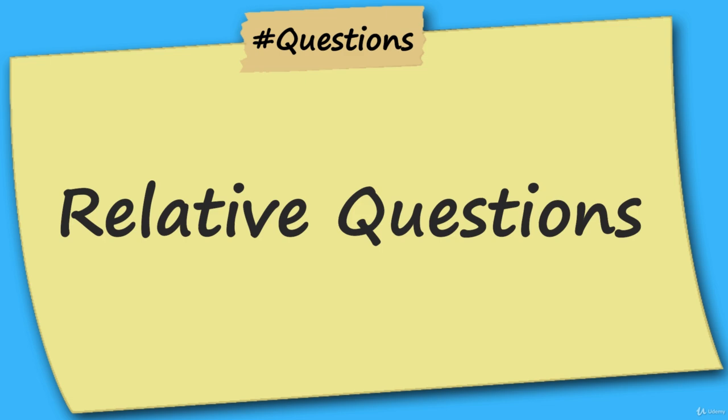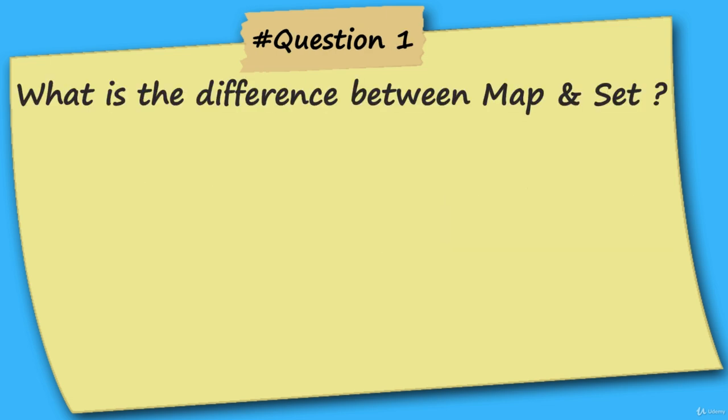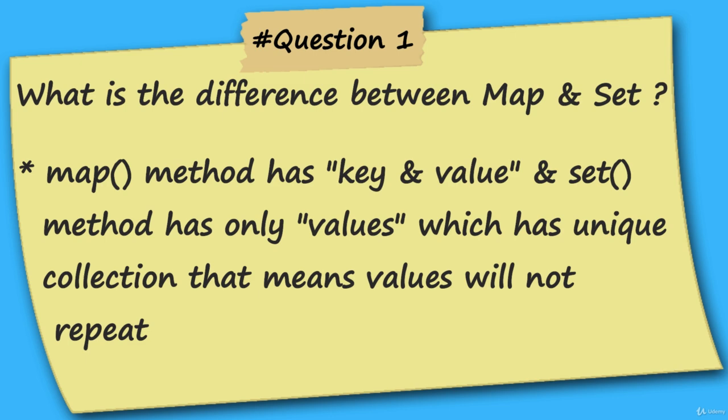So now let's discuss relative questions of this topic. What is the difference between map and set? Map has key and value, and set has only values, and at the same time it's a unique collection. So the values are not repeated. Even if you insert a value which is a duplicate, that is going to be ignored in set, which doesn't happen with any other collection in JavaScript.